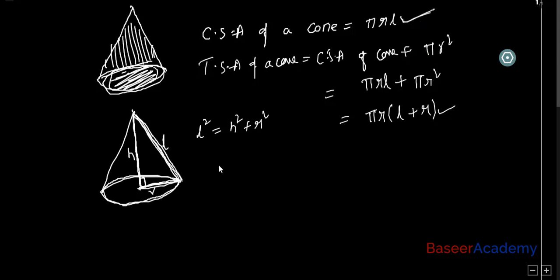Let us see the volume of a cone. The volume of a cone is 1/3 the volume of a cylinder, and we have already derived the volume of a cylinder, right? The volume of a cylinder is pi r square h. So 1/3 pi r square h is the volume of a cone.